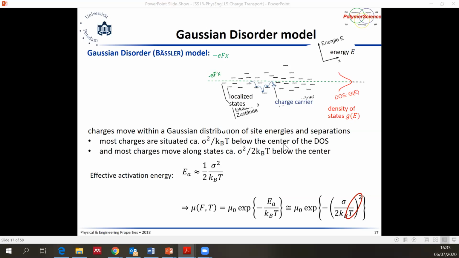And for that reason, because they're below the center of the density of states, most charges move along states that are, by the same amount, sigma squared over kT below the center of the density of states. So eventually we get this equation where the effective activation energy, that's the activation energy required to get a charge from a lower site to a higher site, is half of sigma squared over kT.